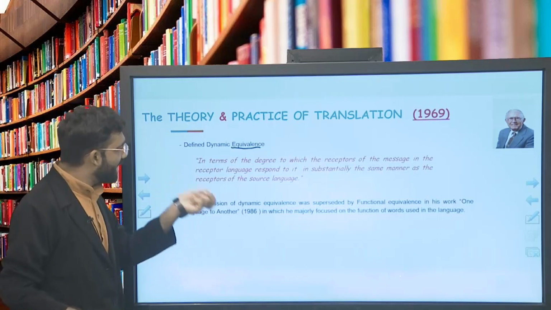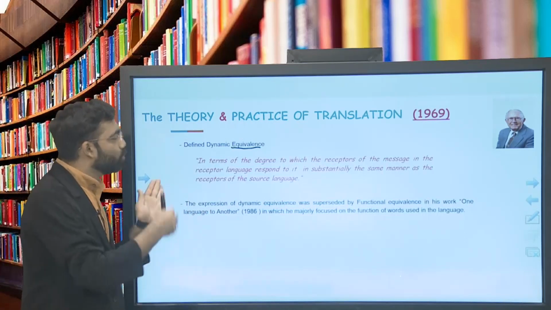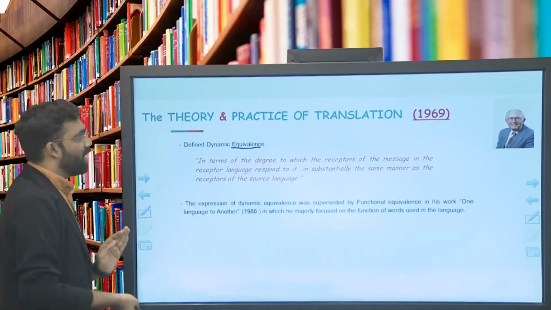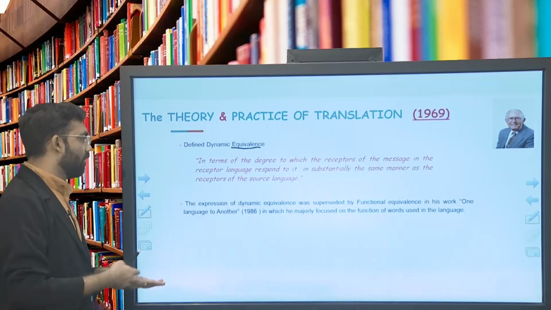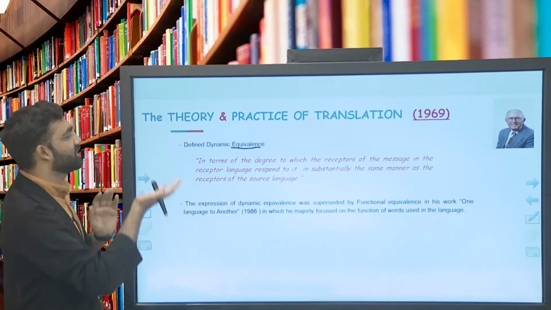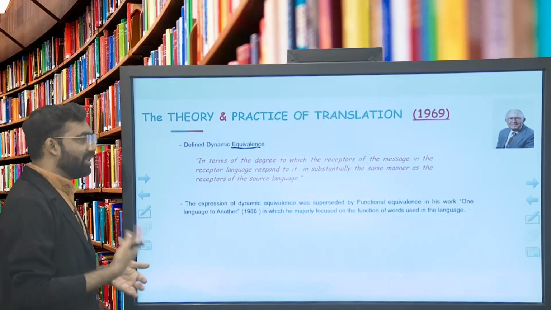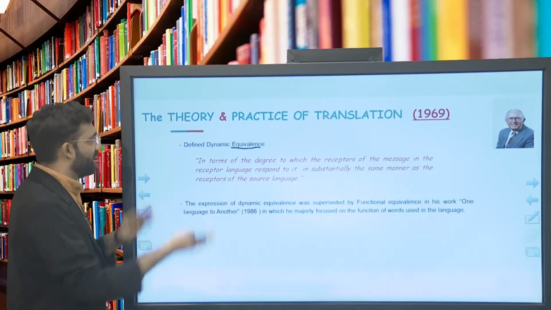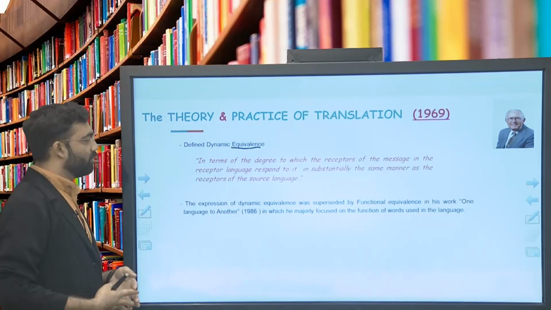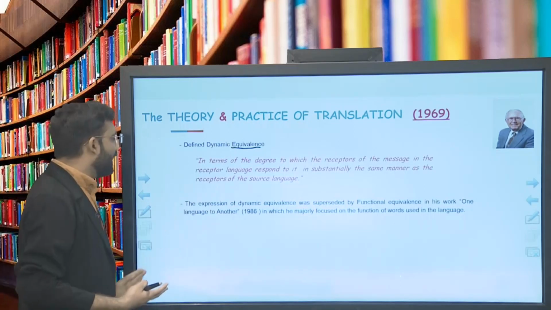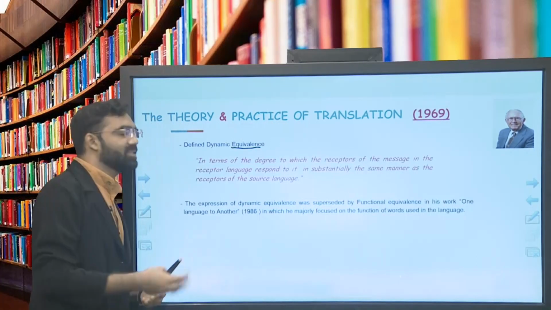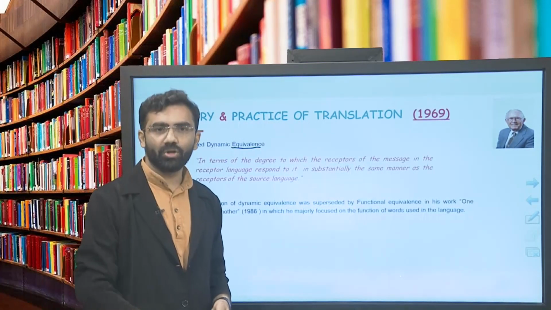The expression dynamic equivalence was superseded by functional equivalence in his work From One Language to Another, which comes in 1986. We will be talking about functional equivalence. It has a similar kind of meaning, but it superseded the earlier term. First he talked about dynamic equivalence, and then he uses the term functional equivalence in his text From One Language to Another, in which he majorly focused on the function of words used in the language. We will be talking about it.